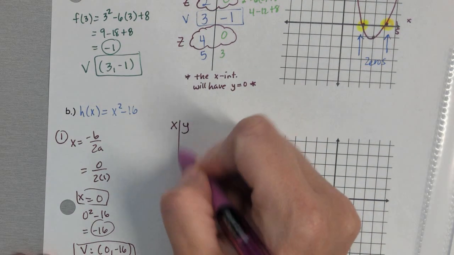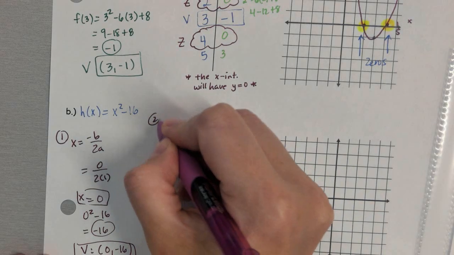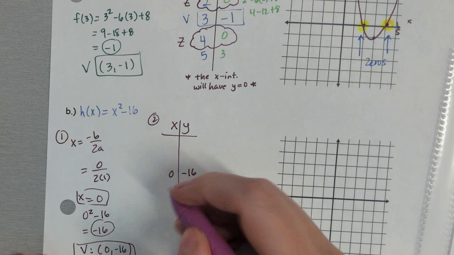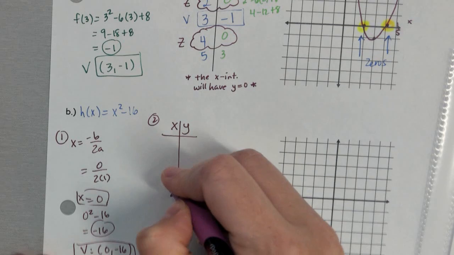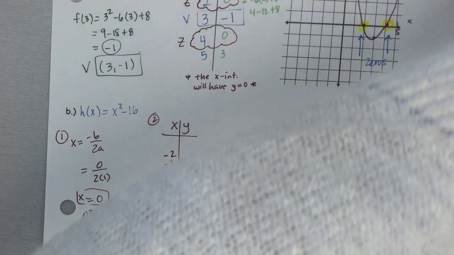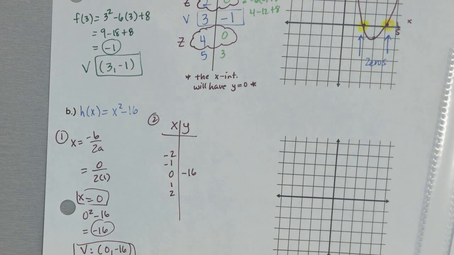Okay, so now I'm going to go to step 2, where I do my table. So I have 0, negative 16, and if I've been doing what we have been, we would look for these values, okay? So we're going to do that part, and we're going to see something in there.